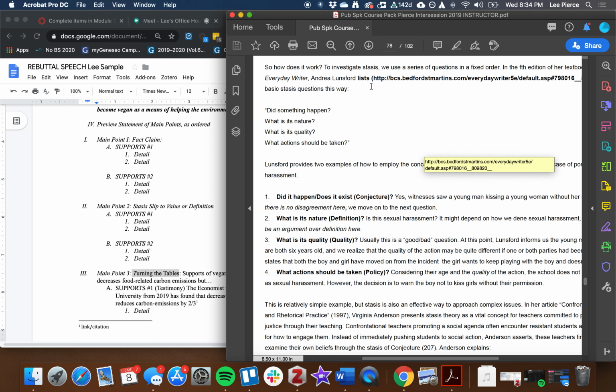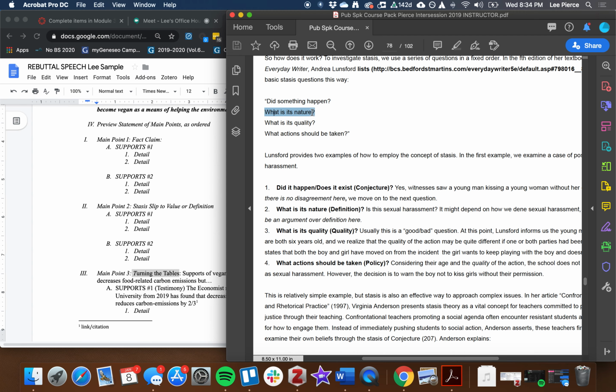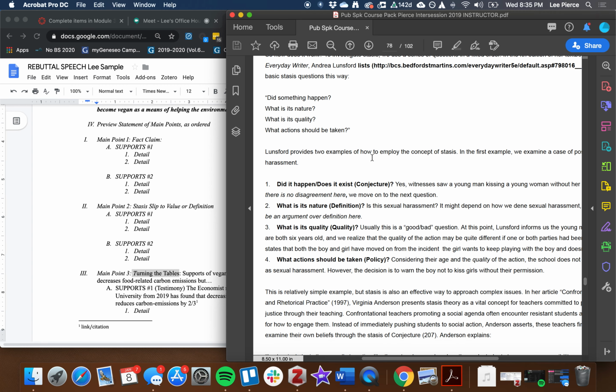So here are the four questions, and most people recommend that you address them in this order because they flow together. As you answer one question, you're able to answer the next question. So, did something happen? What is the nature of the thing that happened? What is the quality of the thing that happened? And what action should be taken? The legal system is a really good example. Stasis theory is most often demonstrated in courtrooms, and sometimes in Congress when they're making laws.